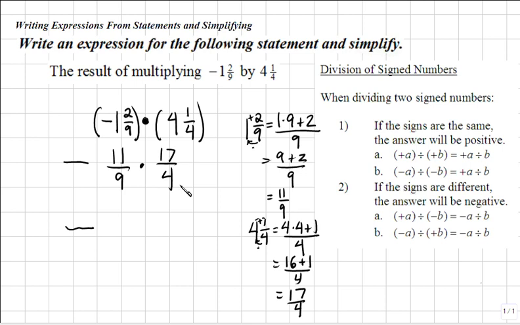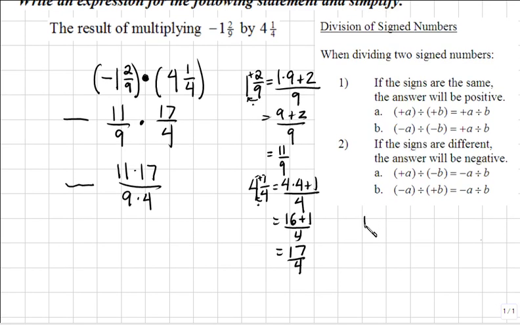To multiply two fractions together, we cannot cancel, so we'll multiply the numerators 11 times 17 together over 9 times 4, the denominators together. Multiplying 11 times 17, 7 times 1 is 7, 7 times 1 is 7. For our second row, 1 times 1 is 1, and 1 times 1 is 1. Adding our columns, 11 times 17 becomes 187. Divided by 9 times 4 is 36. This result is still negative. So our result as an improper fraction would be negative 187 over 36.